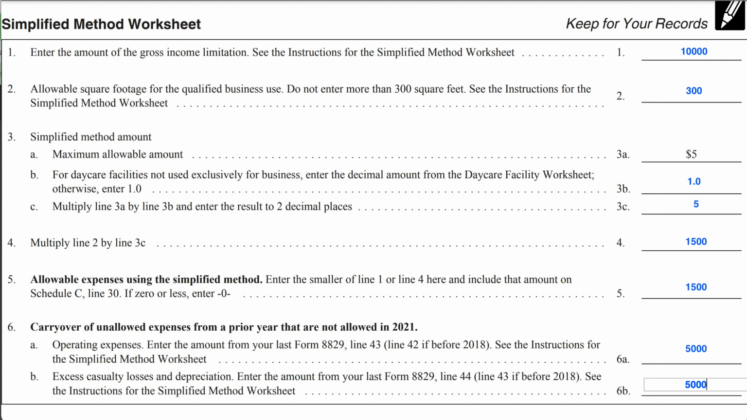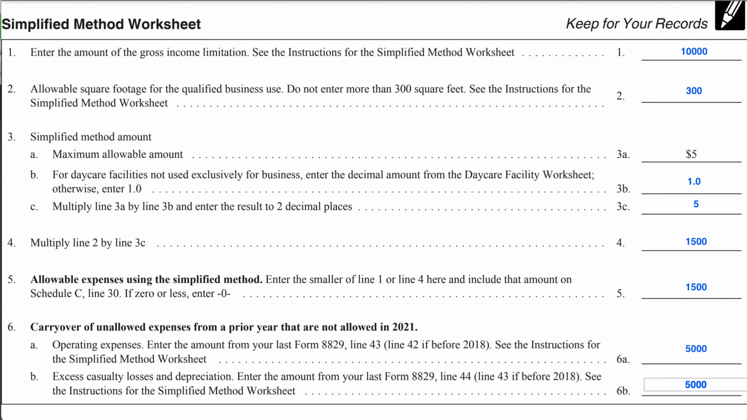We're going to go over the simplified method worksheet for determining the allowable expenses for the business use of your home in Schedule C. So as a business owner, you can use a couple of different methods to calculate the business expense deduction for the business use of your home.